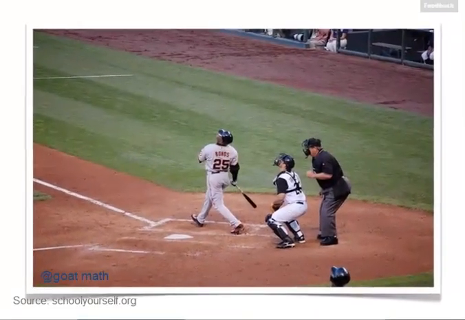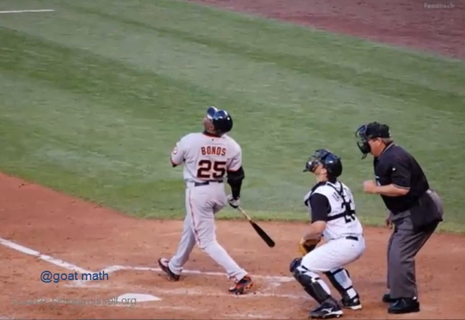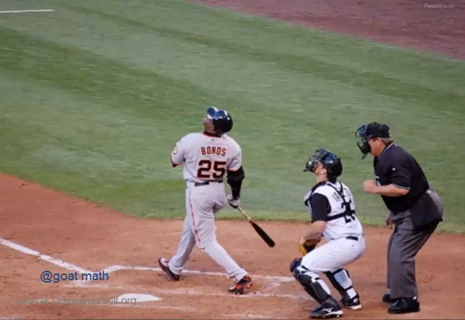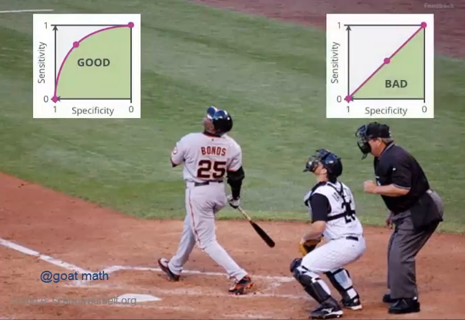Lance Armstrong, Marion Jones, Barry Bonds, just a few of the many professional athletes whose legacies are forever tied to performance-enhancing drugs, or PEDs. Athletes are constantly tested for PEDs, and in this lesson we'll look at some sample tests and say what it means for a test to be a good test or a bad test.